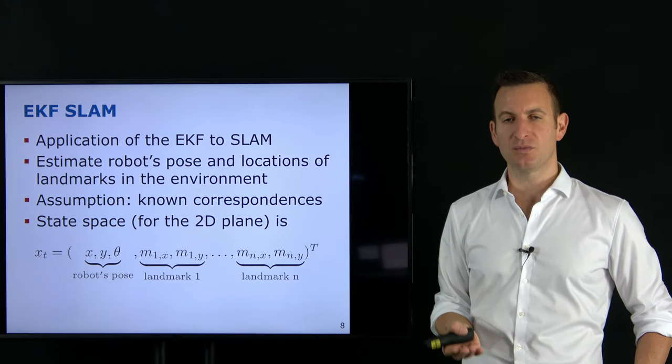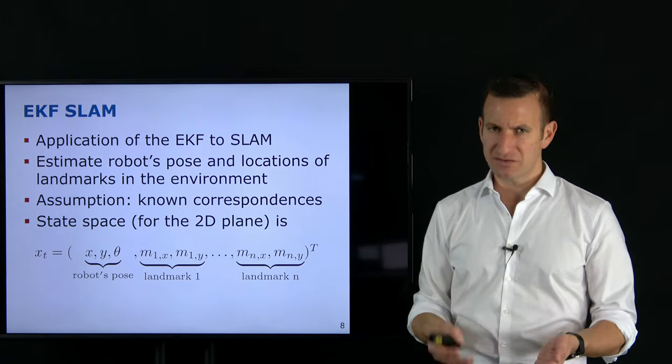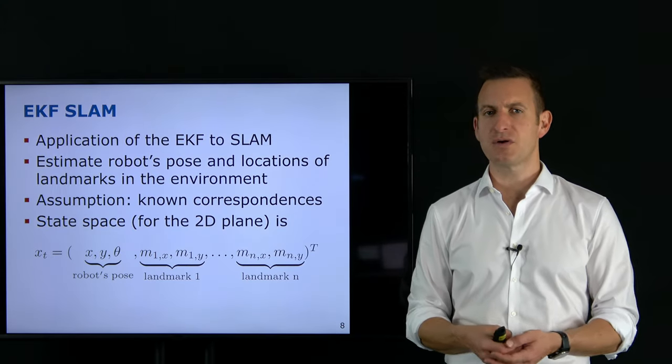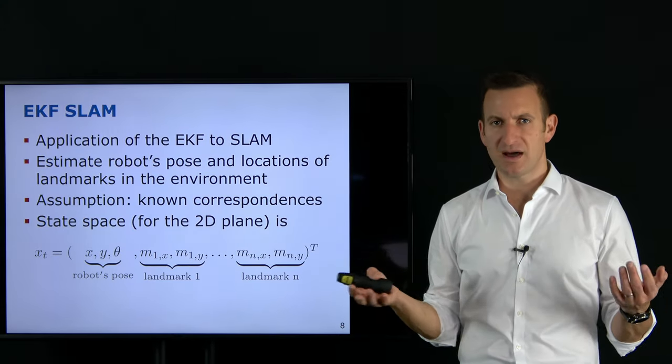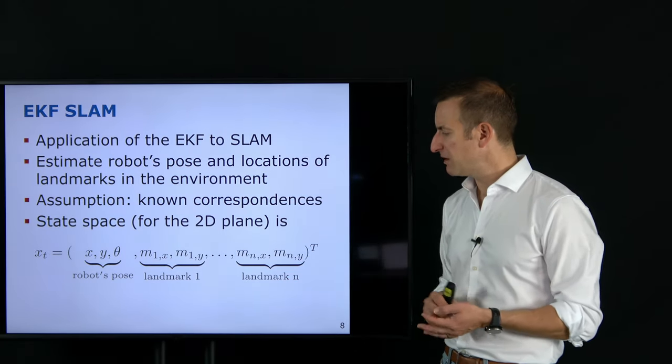So this again assumes known data association over here. If you don't know the data associations, we need to estimate it, for example, through a nearest neighbor approach or some distance in my space of feature descriptions. But then that gets a bit more tricky.